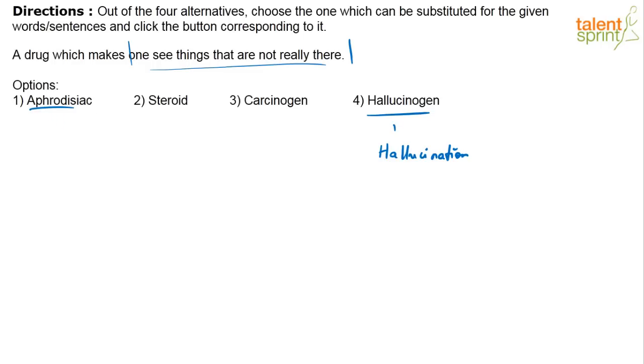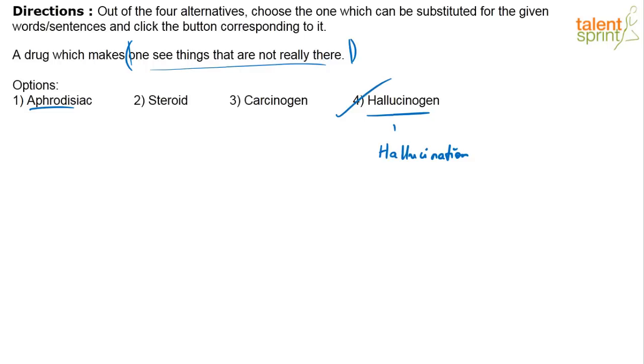an aphrodisiac, in fact, is a food, drink or other thing that stimulates desire, right? Carcinogen is a cancer-causing substance or agent. And steroid we know, right? Usually people in sports take that because it enhances physiological action. So the answer is, if you're just looking at the phrase from the question and trying to look at the options and see which one can relate to that meaning, a drug which makes one see things that are not really there is hallucinogen. Yes, imagination, illusion, correct, Ankit Kumar.